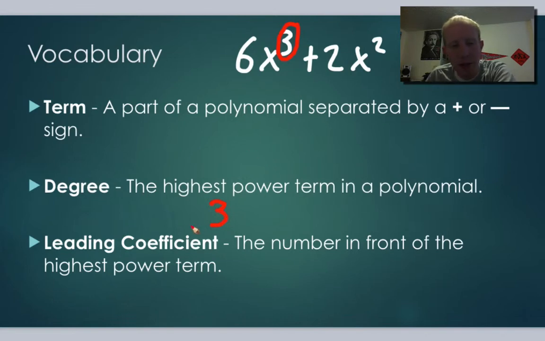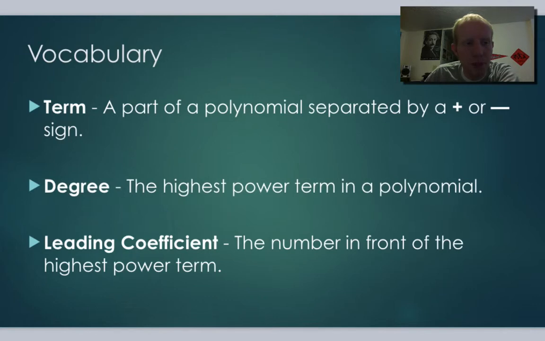And then the leading coefficient is the number in front of the highest power term. So 3 was the highest power, and 6 is the number in front of it. So the leading coefficient would be 6 in this case. We use these words a lot when we're trying to describe polynomials. We'll use them when we're describing methods with factoring and things like that. So we need to know what a term is, what a degree is, and what the leading coefficient is.